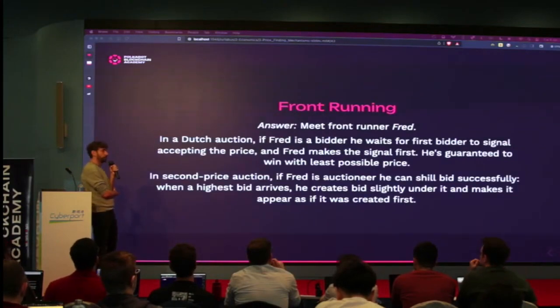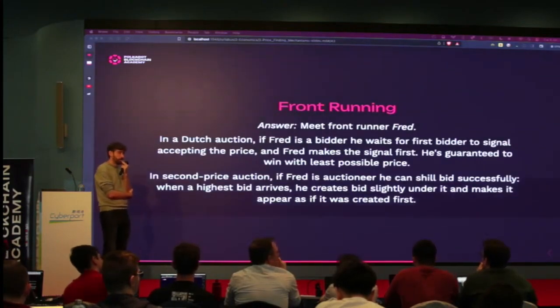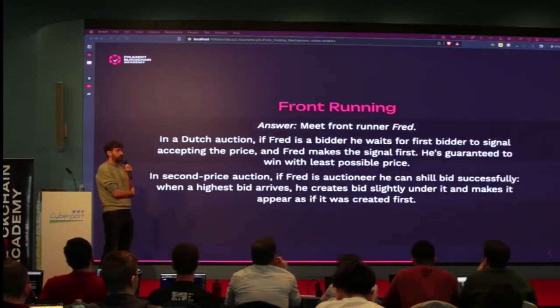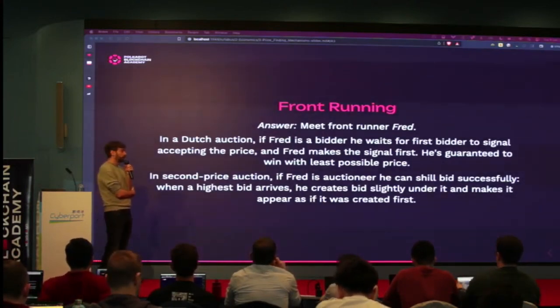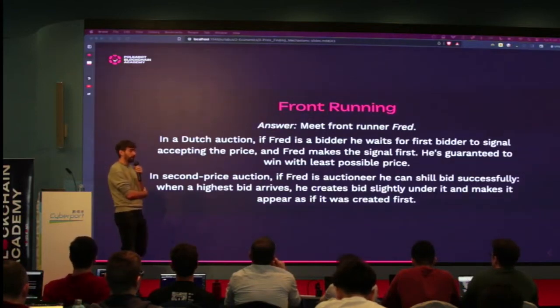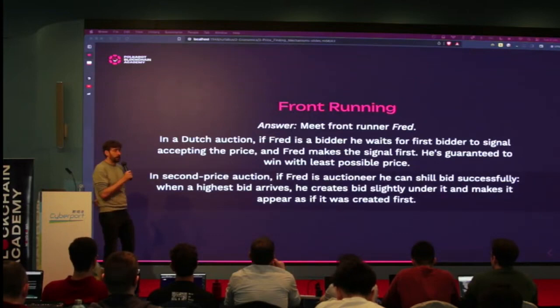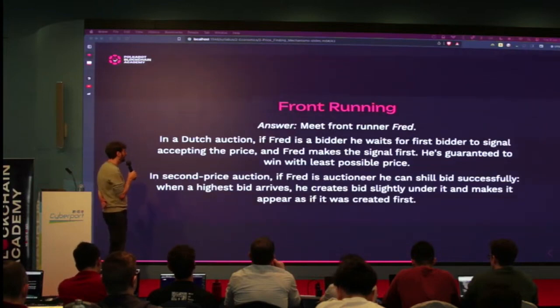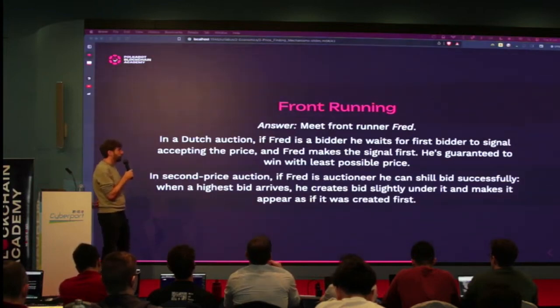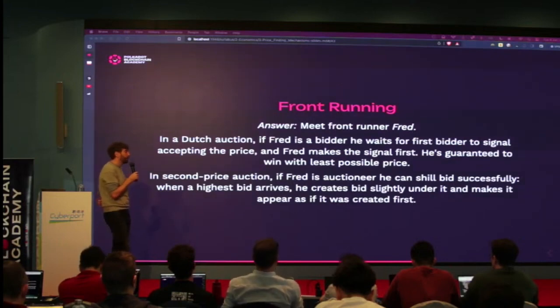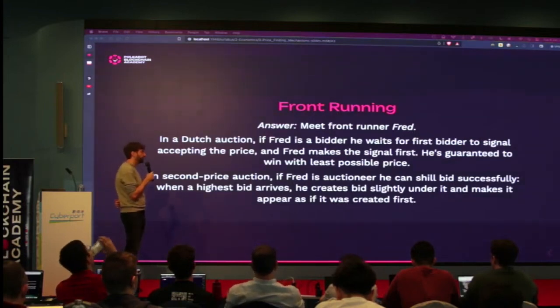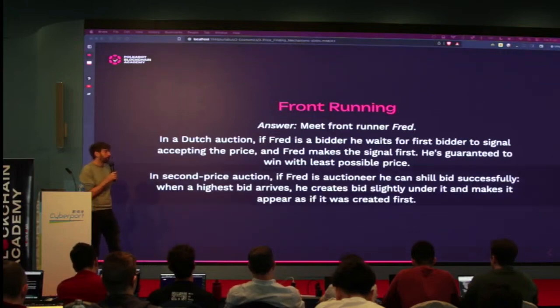So front running has something to do with MEV attacks. MEV, I don't know, but it's miner extracted value, right? This is one of the problems there, that they can see bids coming in and then react faster than those bids. Somebody said before Dutch auction, that probably wouldn't be a good idea because Fred is the front runner and he waits for the first bidder to signal accepting the price, but then actually Fred makes the signal first and he's guaranteed to win, but at the lowest possible price, right? So it would not be a good idea to do that.